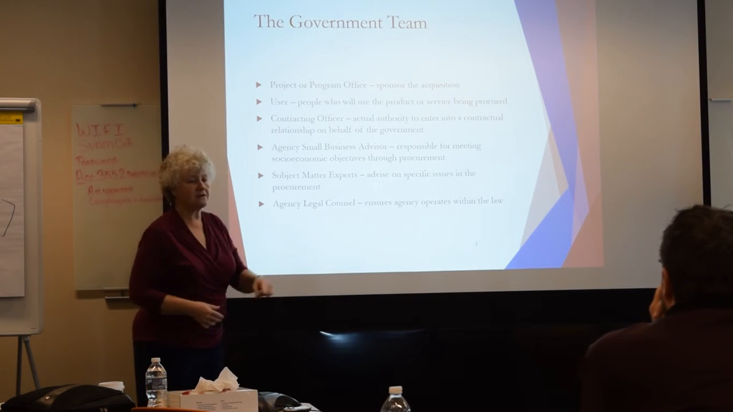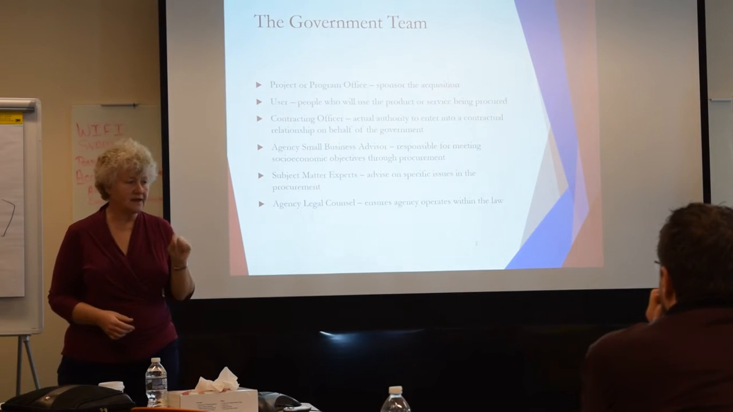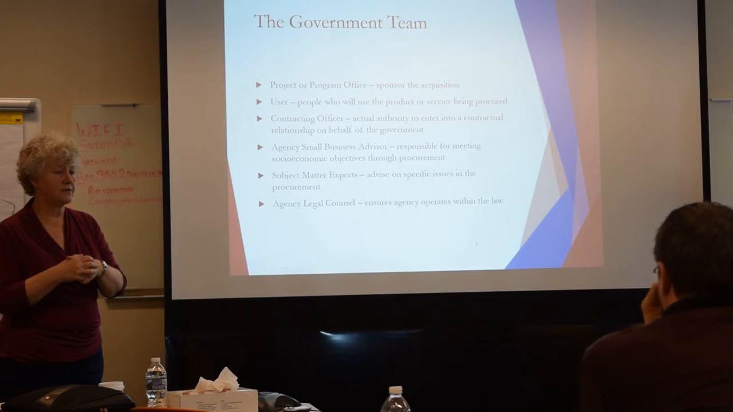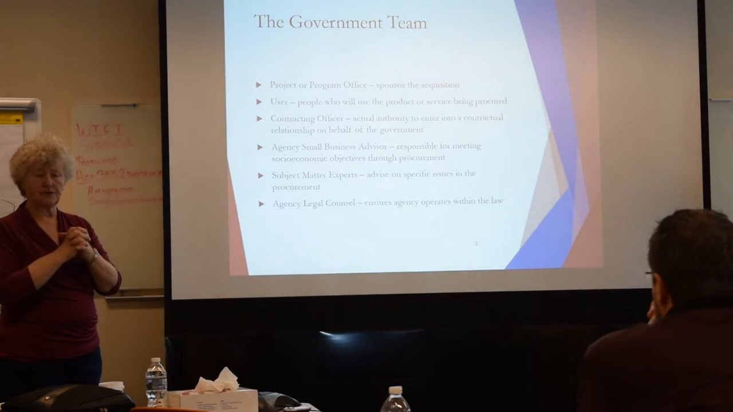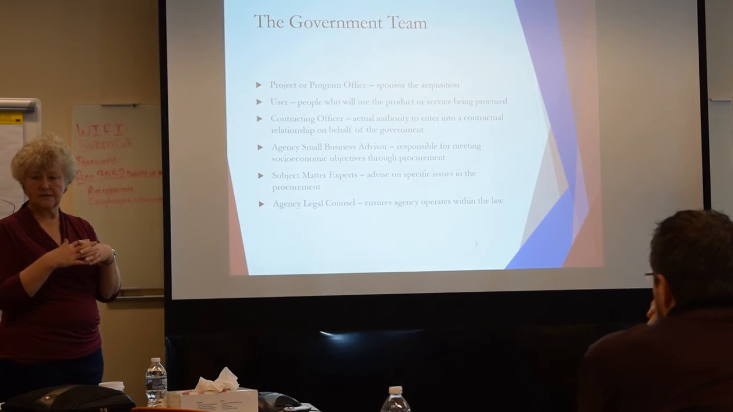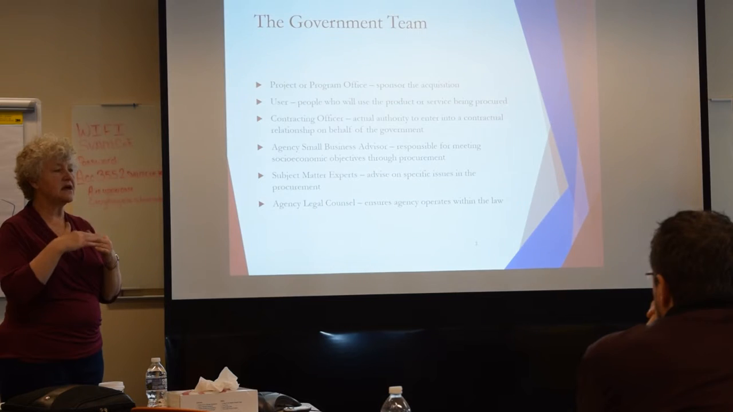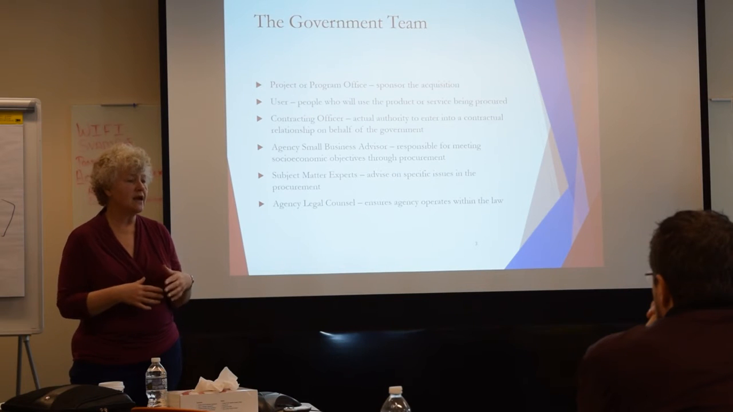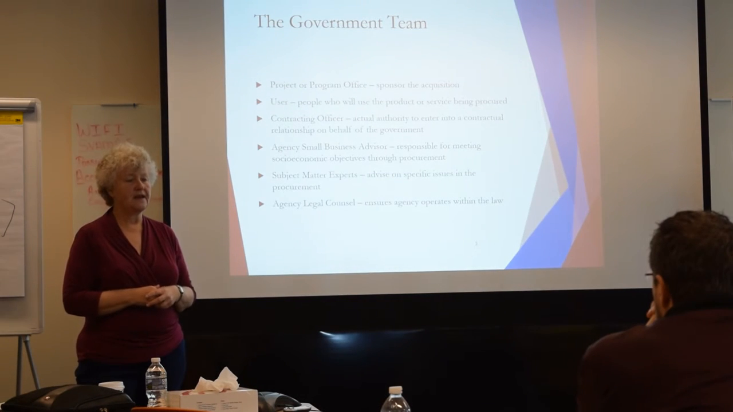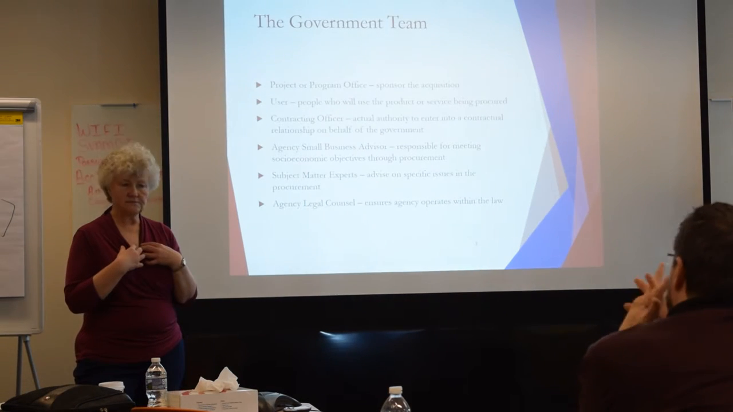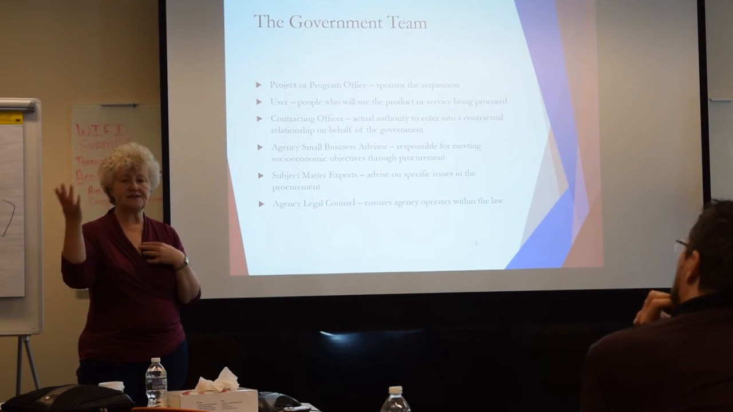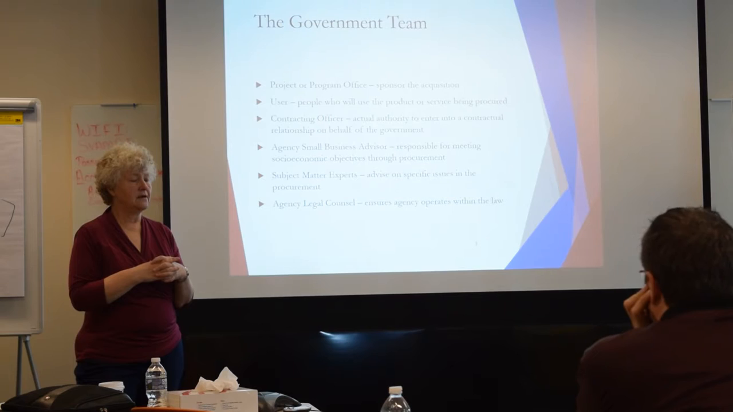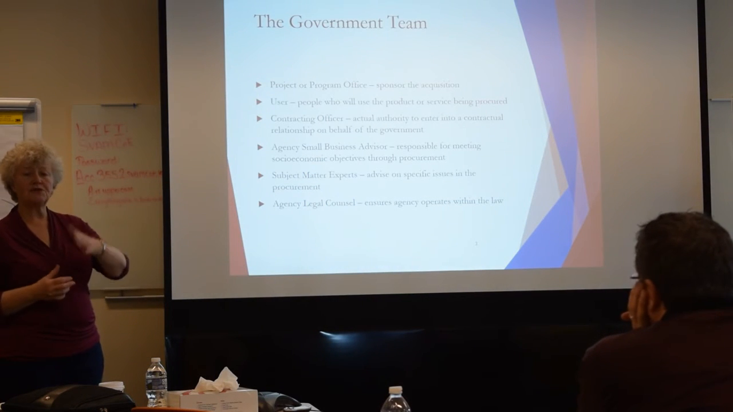The contracting officer is the only person in the government that can actually enter into a business relationship with you, a contractual relationship with you. Contracting officers have warrants. Warrants mean that they can spend up to a certain amount of money on behalf of the government. So if I'm a brand new contracting officer, I might have a warrant of $500,000. If it's over $500,000, I can't sign the contract with you. I have to take it to my boss, who has a higher warrant than I do, to be able to sign it. Warrants go up to an unlimited amount.